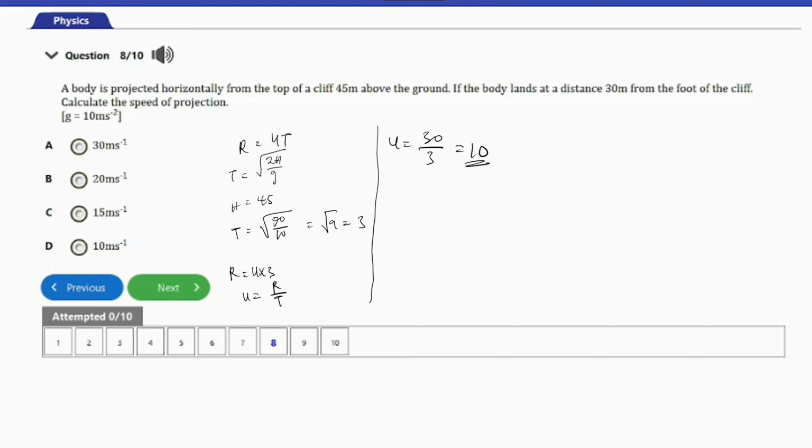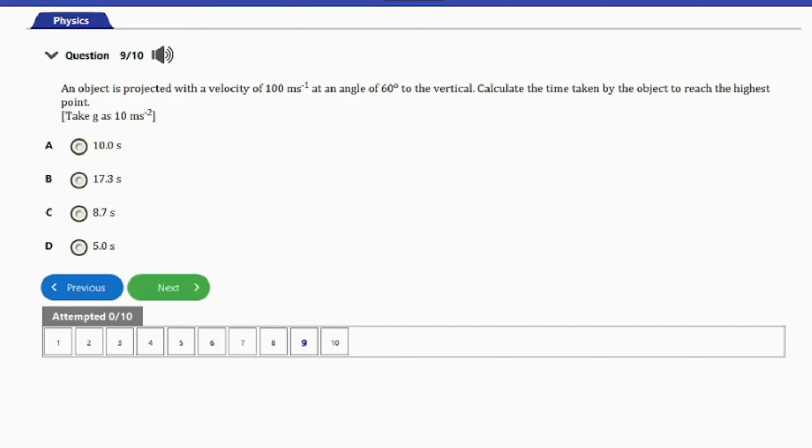Let's go ahead and consider the next question, guys. So guys, the next question we have here is question number 9. It says, an object is projected with a velocity of 100 meters per second at an angle of 60 degrees to the vertical. Calculate the time taken by the object to reach the highest point. Take G as 10 meters per second squared.